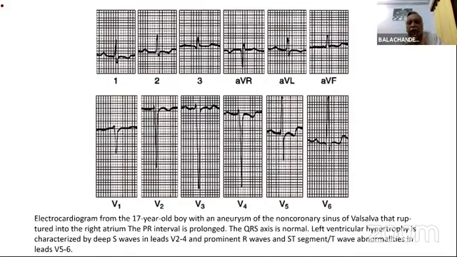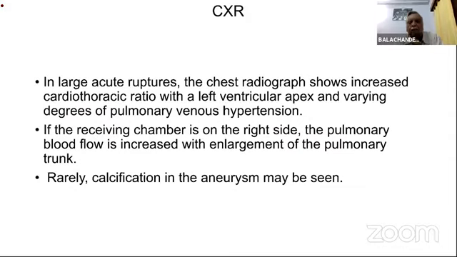And this is the ECG, just to show you the ECG of a rather aneurysm rather than with a total rupture. Next slide. And of course, chest X-ray is important because occasionally it shows an increased cardiothoracic ratio, can have a left ventricular apex and some degree of pulmonary venous hypertension.